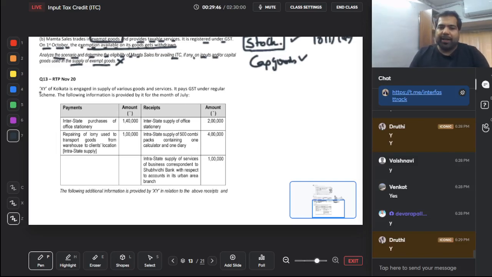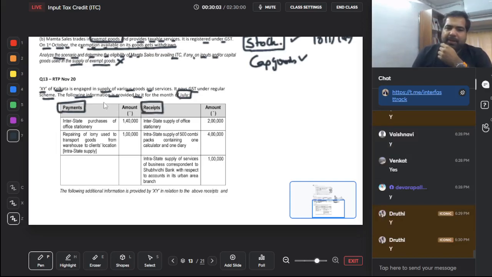This is a company called XY in Calcutta, engaged in the supply of various goods and services. It pays GST under regular scheme. The following information is provided by it for the month of July. Guys, payments means, are these purchases? Do you pay for your purchases? Yes. And receipts means, are these supplies? Yes. So let's focus on one of them.